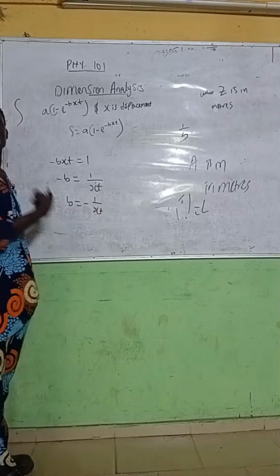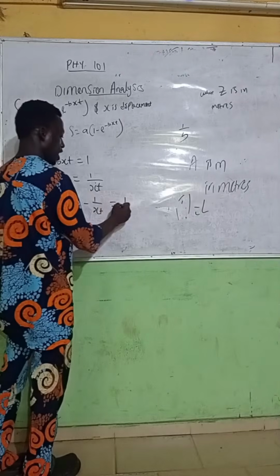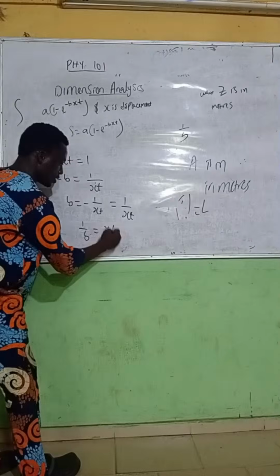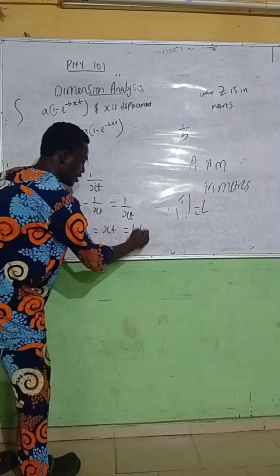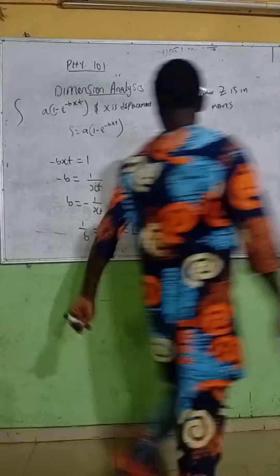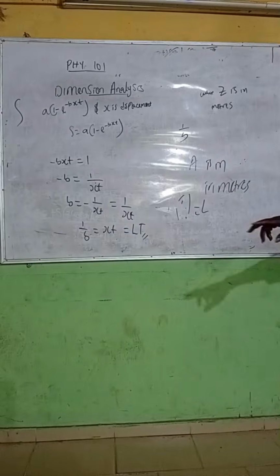Dimension has nothing to do with minus. So 1 over b equals xt. Is that in the options? Yes. That's the correct answer. Do we understand?